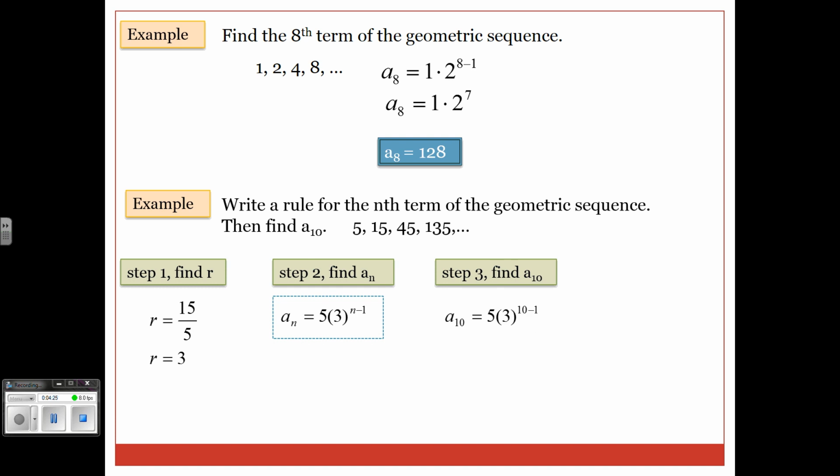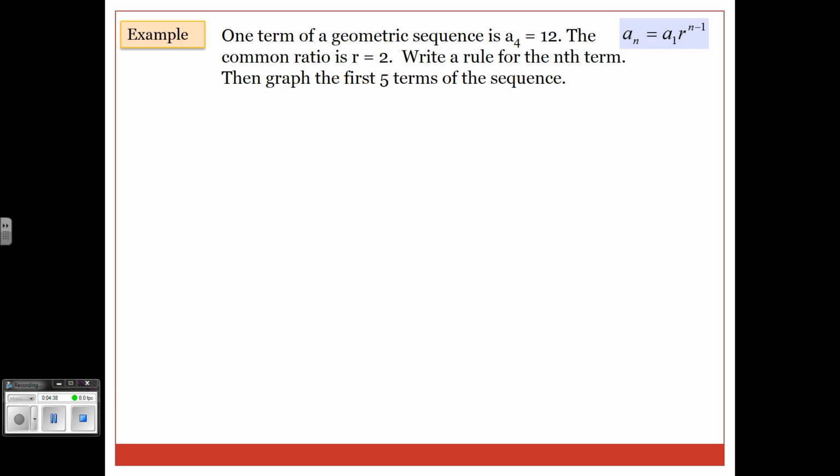Okay, so hopefully you plugged in 10, you worked it out, and you end up getting this really large number, 98,415. All right, I think we're ready to move on to the next example.